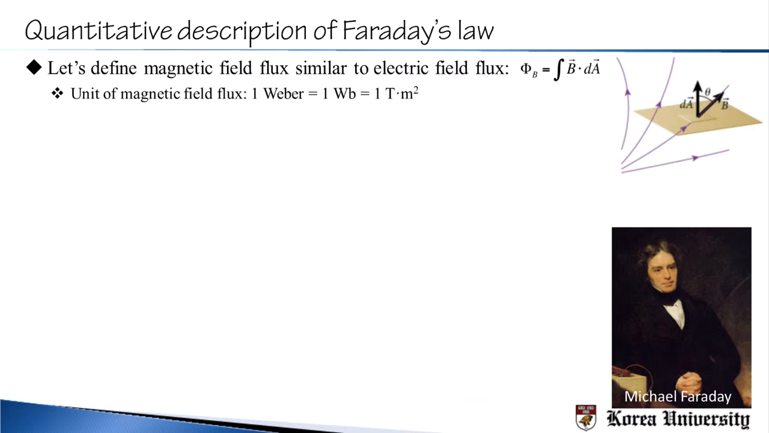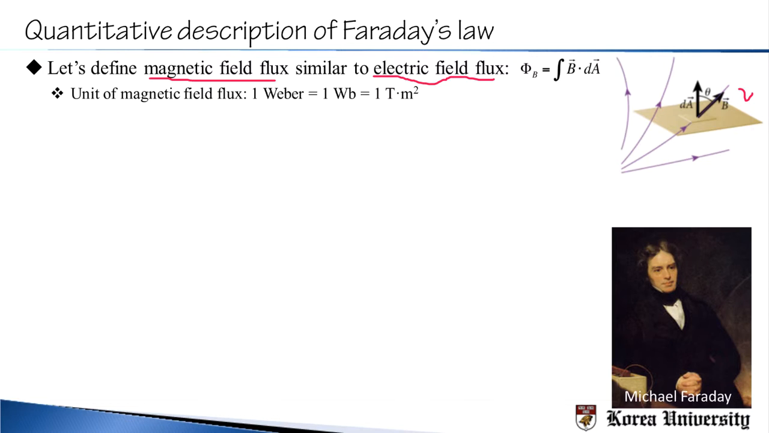So now let's use mathematics to describe Faraday's law. In doing so, we need to define the magnetic field flux first. This is very similar to the electric field flux that we studied when we were learning Gauss's law. So what was electric field flux? Electric field flux was an integration of the electric field over a certain area, right? So therefore, we have to define the area vector. An example is shown here.